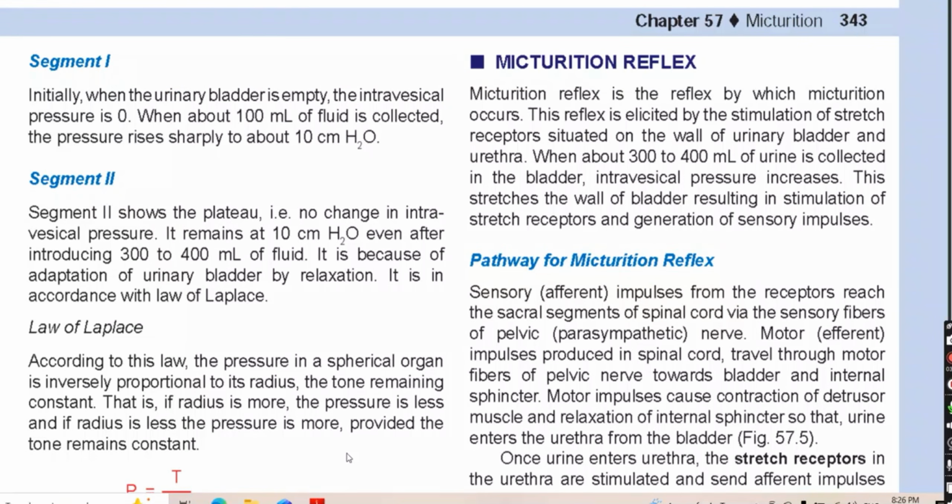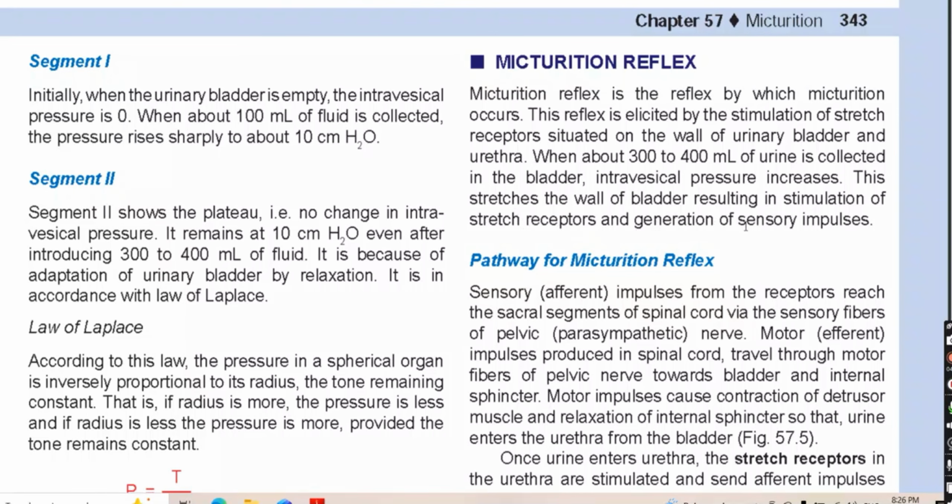Now, a very important thing is the micturition reflex. The micturition reflex is the reflex by which micturition occurs. This reflex is elicited by the simultaneous stimulation of the stretch receptors situated in the wall of the urinary bladder, that is the detrusor muscle, and in the urethra. When 300 to 400 ml of urine is collected in the bladder, the intravesical pressure increases and stretches the wall of the bladder, resulting in stimulation of the stretch receptors and generation of sensory impulses.